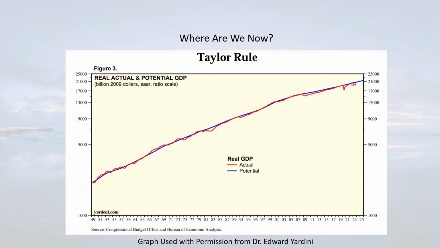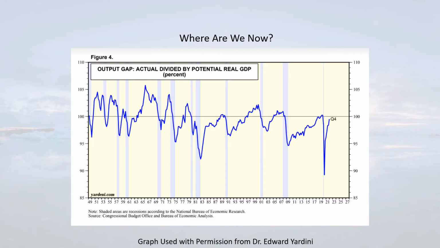Here's a look at where we are currently with the real and potential GDP, looking at the GDP gap. Go to the next slide. Here's the output gap. You can see we're just a smidge below the 100% line.